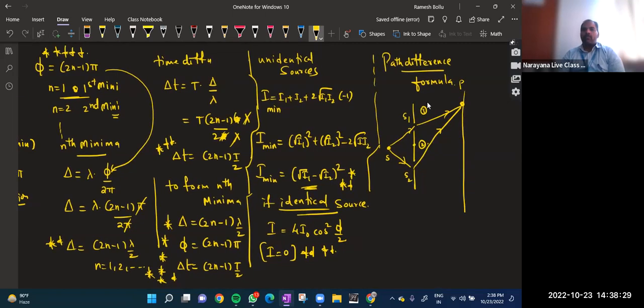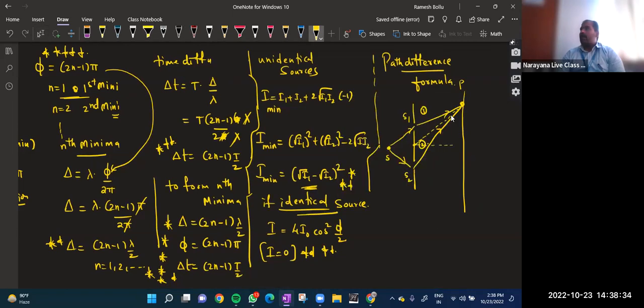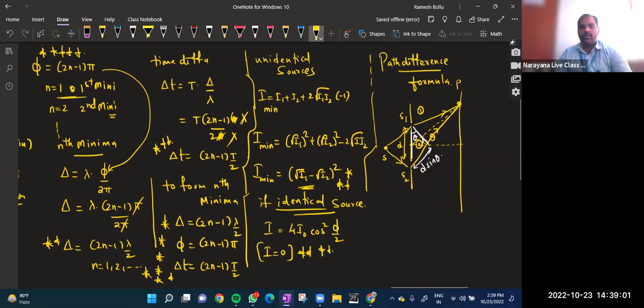From the midpoint, if you join the point P with the horizontal line, it makes some angle theta, and the distance between the sources is small d. If you draw any perpendicular line, this is theta means this is also theta, no? This is d means this is d cosine theta. This is what here? d sine theta. Not understood, no? Once again, I will draw a somewhat magnified view.